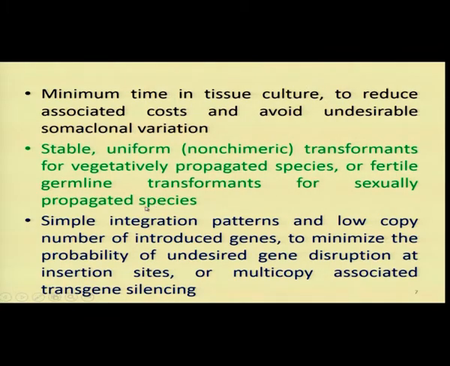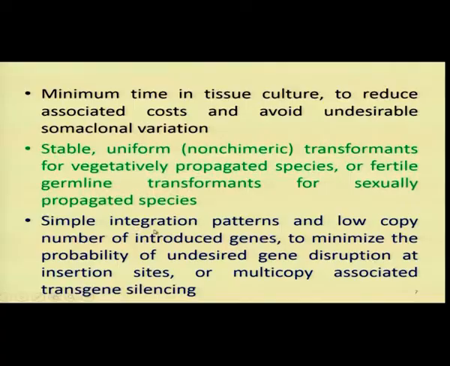So depending upon whether your explant is vegetatively propagated or sexually propagated, you require stable and uniform transformants in both cases. Simple integration patterns and low copy number of introduced genes to minimize the probability of undesired gene disruption at the insertion sites or multi-copy associated transgene silencing.